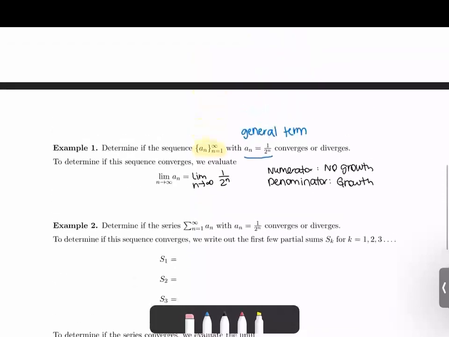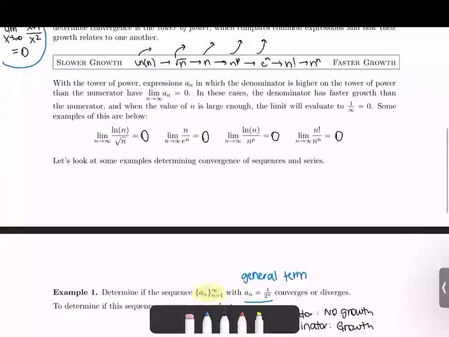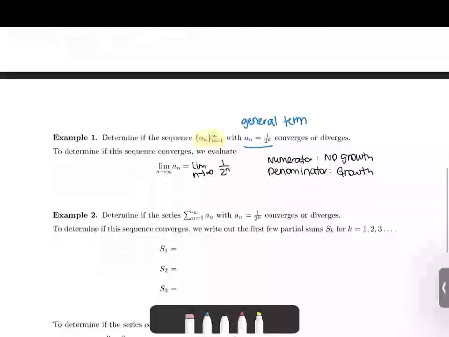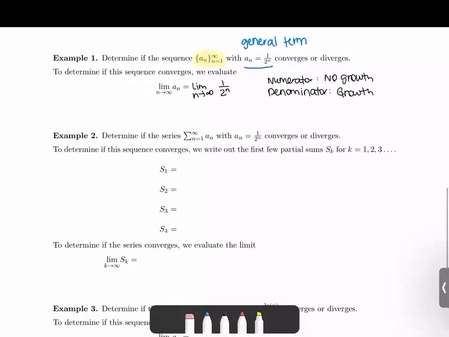So we can look at our tower of power, which compares how common functions grow. And you can see that the constant value 1 isn't even on the tower of power, and that's because it has no growth. The slope of that function is 0. So that means that whenever we evaluate this limit, that 1 is going to stay the same, but my 2 to the n is going to keep getting bigger and bigger until it's infinite, which tells us that this limit is 0. So we were able to evaluate this limit using the tower of power.